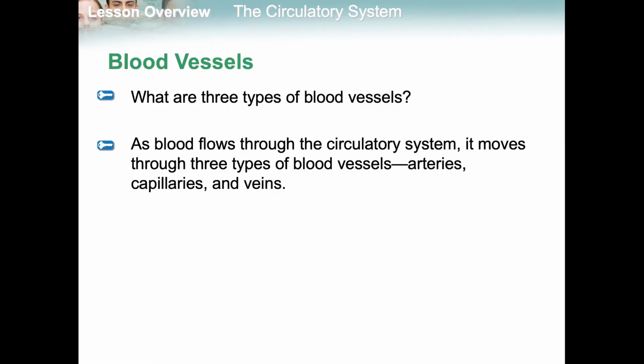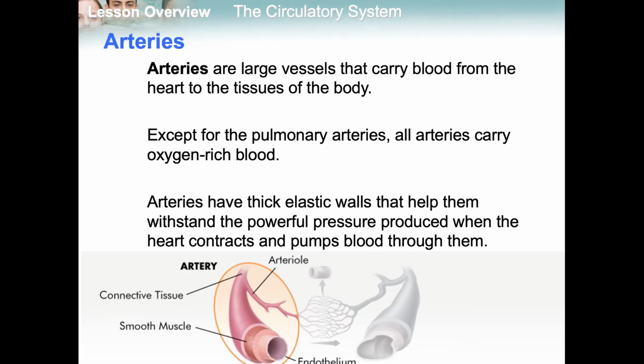There's 3 major types of blood vessels. There is the capillaries, the veins, and the arteries. Arteries are the largest ones. They carry blood away from the heart. So think arteries away. So only the pulmonary arteries are the ones that carry oxygen poor blood. All the rest of them are oxygen rich blood. So pulmonary arteries are the only exception to arteries having oxygen poor blood.